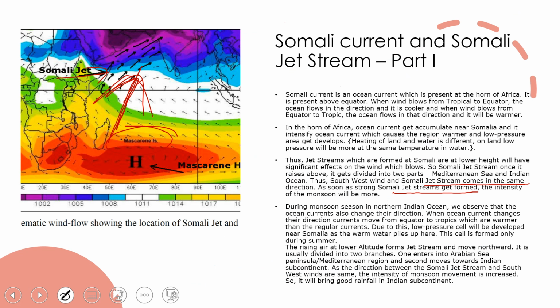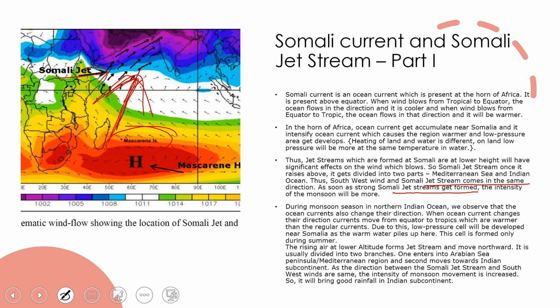Okay, in the third one, the Somali current is forming. In Somalia, when the water is getting accumulated, it will create intense low pressure and this water will rise, but this water vapor will not rise to much height, and ultimately this will move in two directions. One will be the Arabian Sea and another the Indian Ocean, and the Indian Ocean already has the southwest monsoon in the same direction. This Somali jet stream will give an intense heat, another push to the monsoon, and ultimately we will have a good monsoon on the Indian soil.